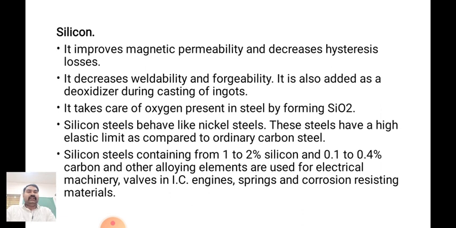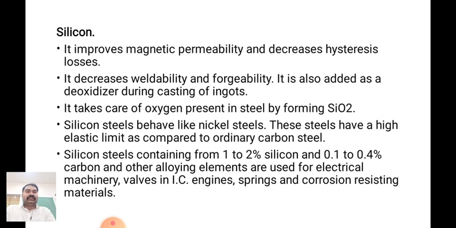are used for electrical machinery. Means other alloying elements are used for electrical machinery, then valves in IC engines, springs and corrosion resisting material. We know that in the IC engine there are inlet and outlet valves. For suction of the air fuel mixture there is the inlet valve, and for exhaust there is the outlet valve.